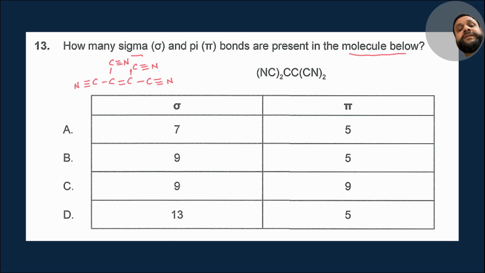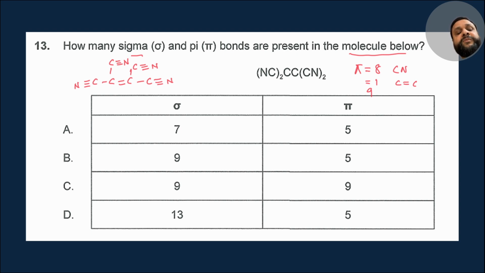So let's start working out the pi bonds. Each cyanide has 2 pi bonds, so there will be 8 pi bonds because of cyanide. And there's 1 pi bond between carbon and carbon. So in total we will have 9 pi bonds. So if we look at the options, 5 in A, 5 in B, 5 in C, 9. So C is the correct answer.